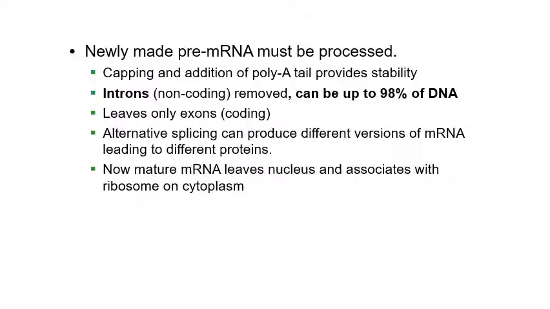So the first thing we're going to do is called capping and tailing. So we're going to add a cap and a tail to this molecule, and that's just going to help protect it. So it's basically a series of extra nucleotides that are tacked on to the beginning and the end of the transcript that's going to help serve as sort of like bodyguards that are helping to protect this transcript as it gets sent out of the nucleus. Because once we leave the nucleus, it's a little bit of the Wild West out there in the cytoplasm, and we don't want any damage to happen to the transcript.